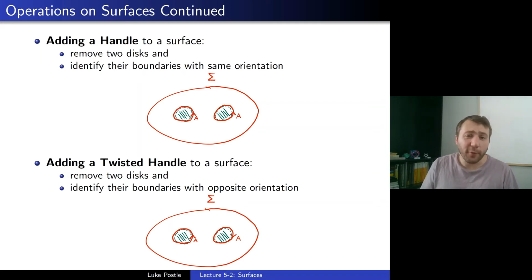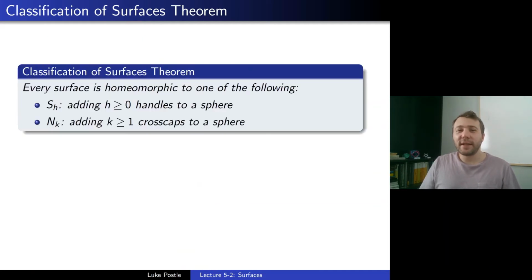But here are four basic operations to make more complicated surfaces, starting from a smaller one. So we could add handles, twisted handles, cross-caps, or take connected sums of two surfaces. Okay, so given all of that, then what are surfaces? Well, now we're prepared to tell you the answer.